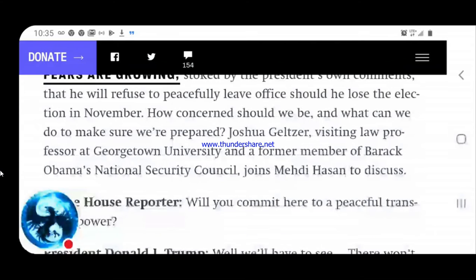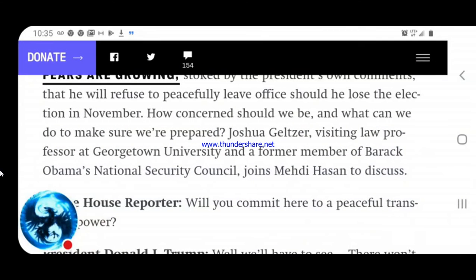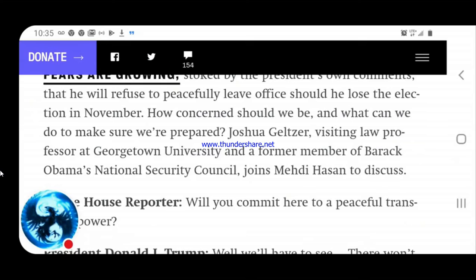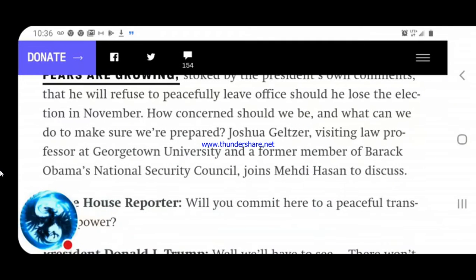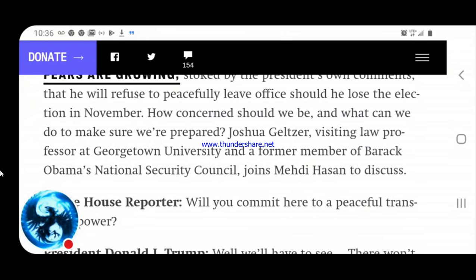How concerned should we be? And what can we do to make sure we're prepared? Well, I'll tell you right now, don't listen to the advice of these expletives. Stock up on food. First aid type stuff. And plans ready, you know? What if? God forbid, and it probably wouldn't happen, but you always got to be prepared.